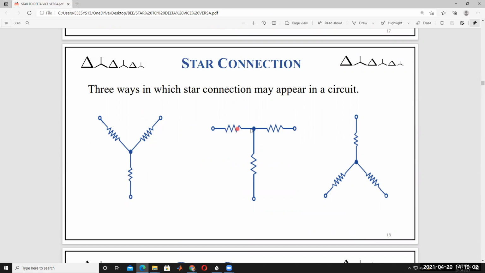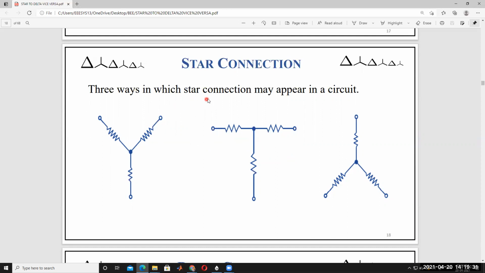This is also called a star network, or a T network. There are three ways in which a star connection may appear in circuits. These are three different types of circuits. For these cases, we have to apply star-to-delta and delta-to-star transformation techniques.